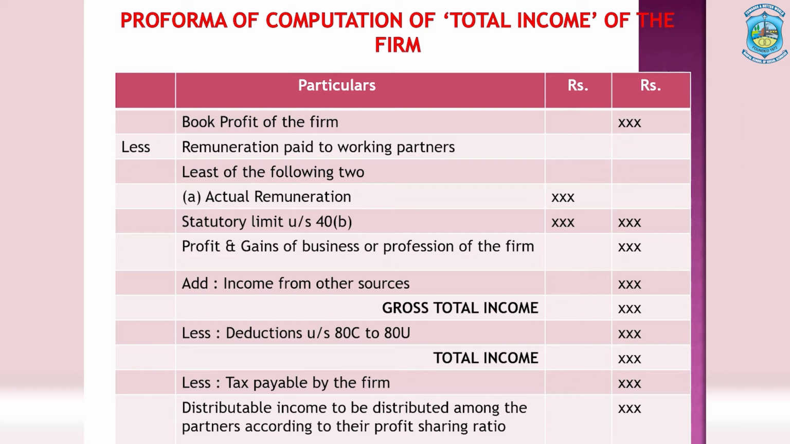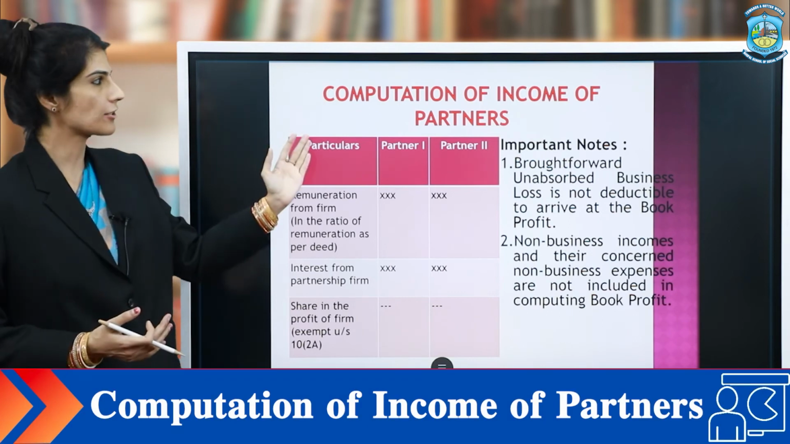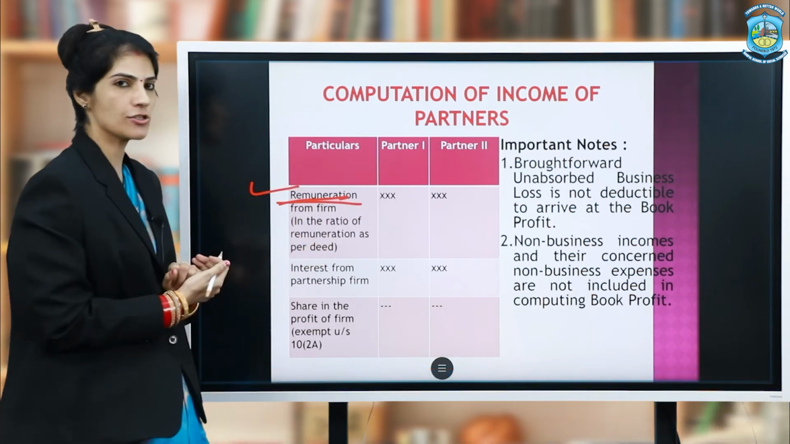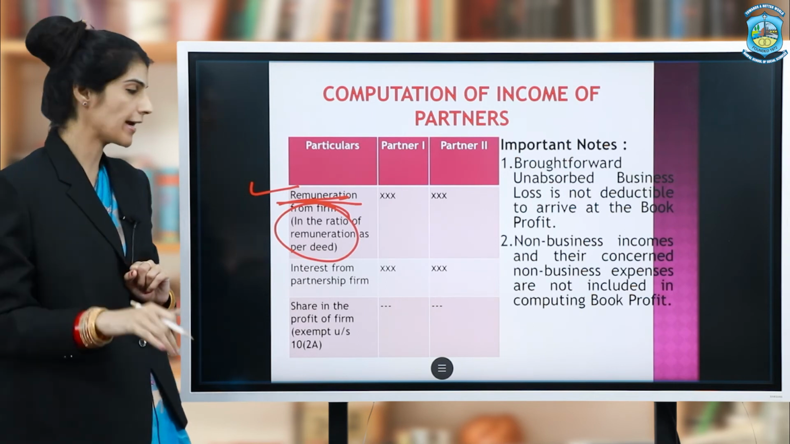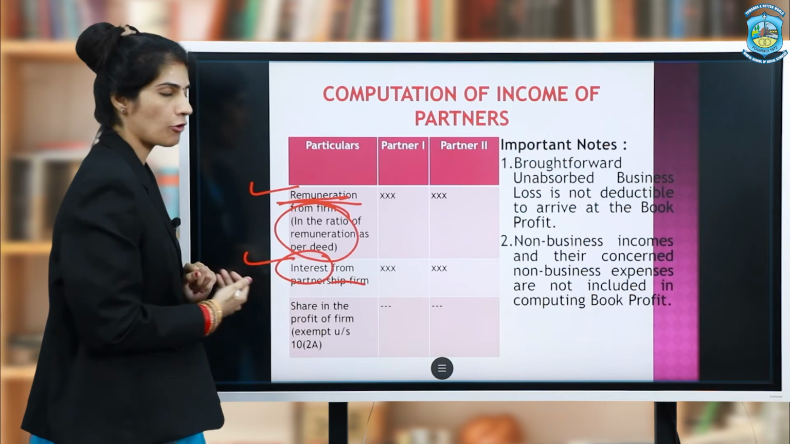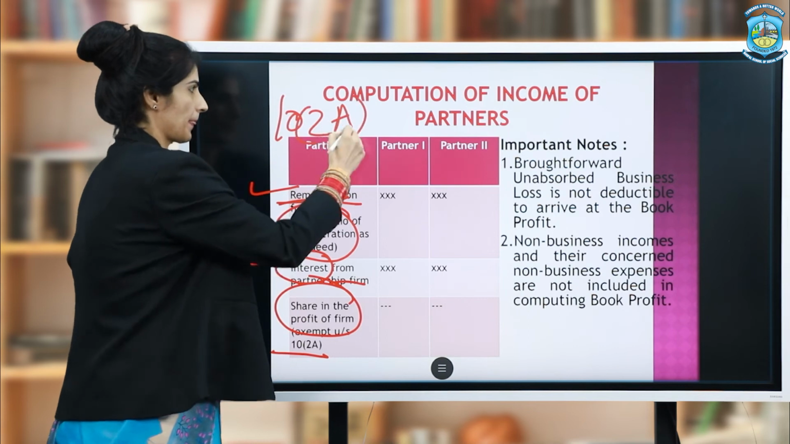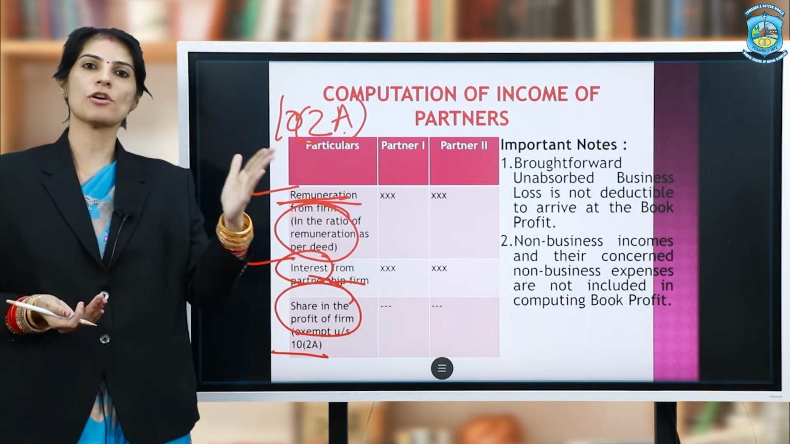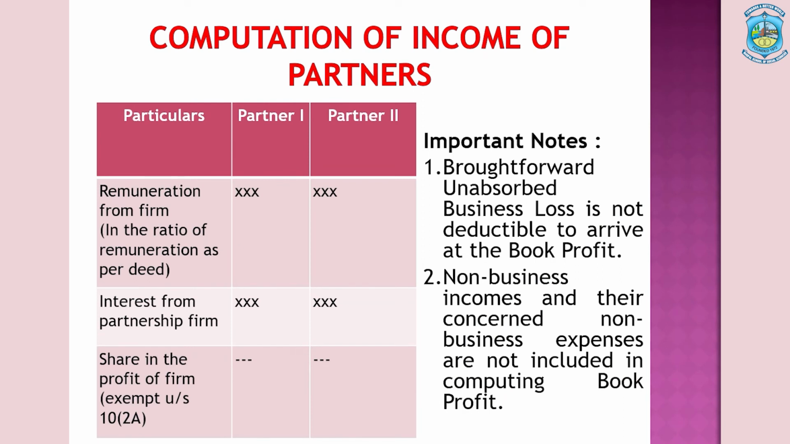Now let us see the format of the computation of income of partners, which is the last format that we need to discuss. Now the following is the last format for calculation of the income of partners. We are going to take into consideration the remuneration as per the partnership deed. Always remember, as per the partnership deed, 40B is not applied over here. Then we are going to take the interest from the partnership firm. It is exempt under section 10(2)(a). With this format, your computation of book profit, your computation of total income and tax liability, and the computation of total income of the partners will be complete.